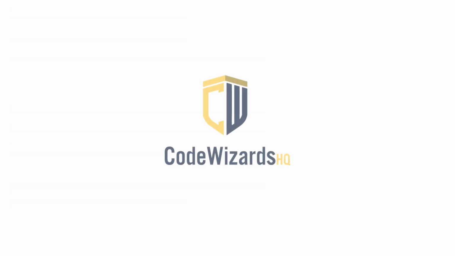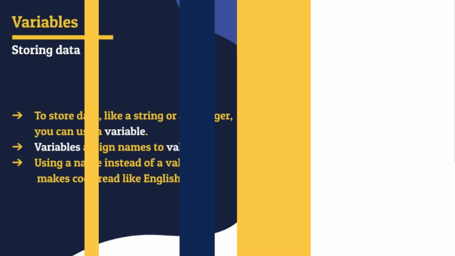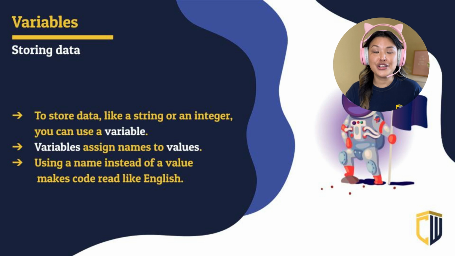Today we're going to talk a little bit about Python variables, so let's go. Okay, variables. To store data like a string or an integer like we saw last time, we can use variables. And you might remember these from math class, right? Where x doesn't equal x, it equals 2 or 3. It represents some number, and that's what our variables are going to do in our Python code.